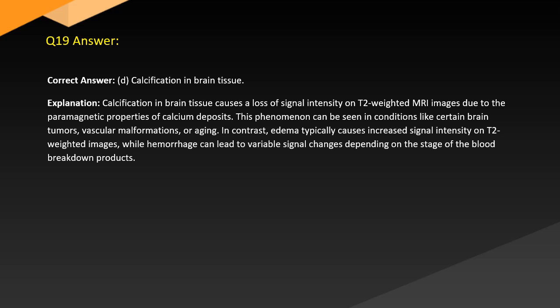Answer. Correct answer. D. Calcification in brain tissue. Explanation. Calcification in brain tissue causes a loss of signal intensity on T2-weighted MRI images due to the paramagnetic properties of calcium deposits. This phenomenon can be seen in conditions like certain brain tumors, vascular malformations, or aging. In contrast, edema typically causes increased signal intensity on T2-weighted images, while hemorrhage can lead to variable signal change, depending on the stage of the blood breakdown products.